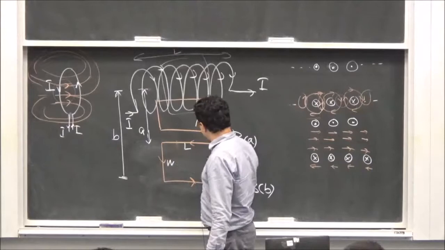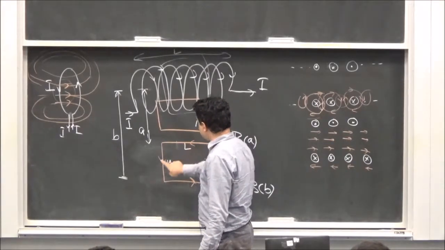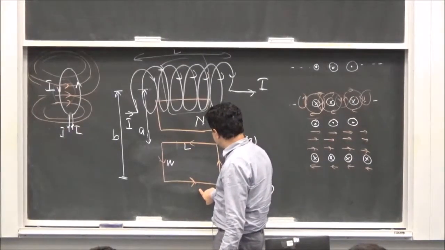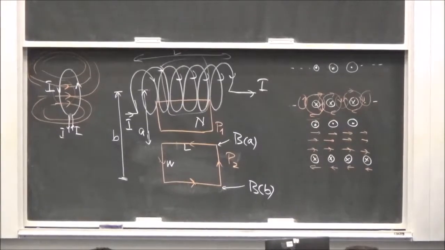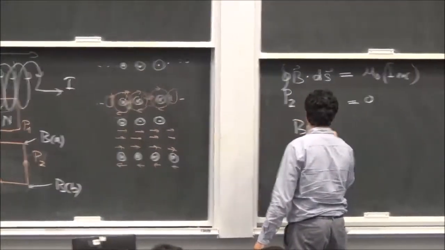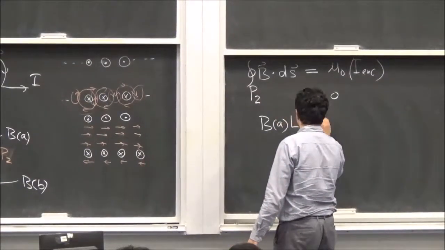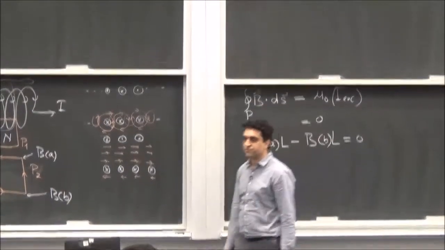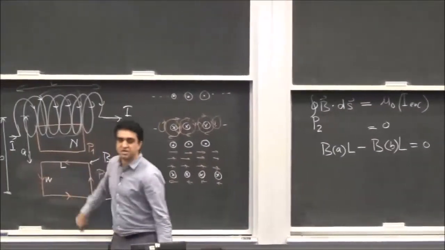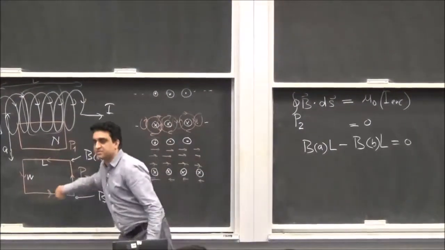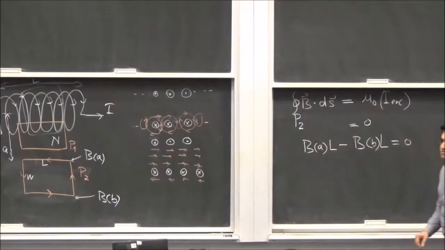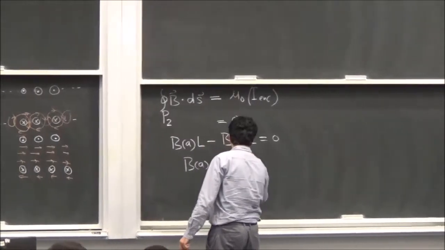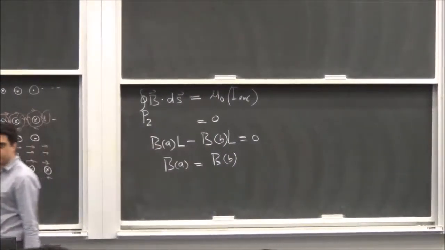So I have to integrate the B along this path. The B on these two paths is 0, so what I am left with is B in this path multiplied by L, minus the B in this path multiplied by L. So what you would have is B at A multiplied by L minus B at B multiplied by L, and this equals 0. Minus because you are moving in the opposite direction in the lower path. So that would be your total integral, and that would be equal to 0. So what I can say is that the magnetic field at A is equal to the magnetic field at B. True?